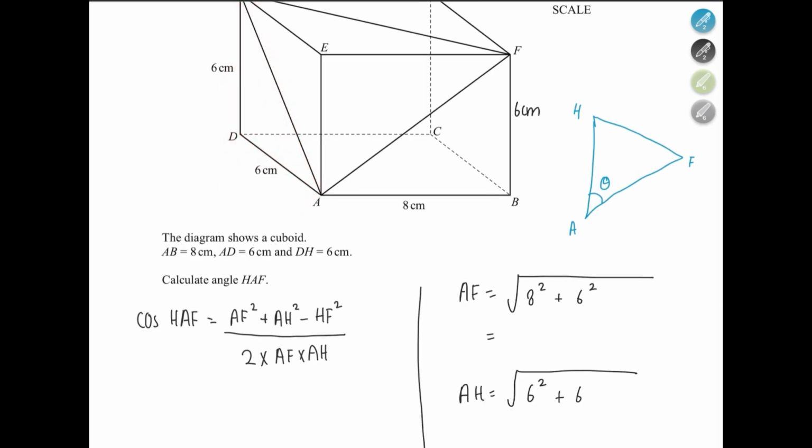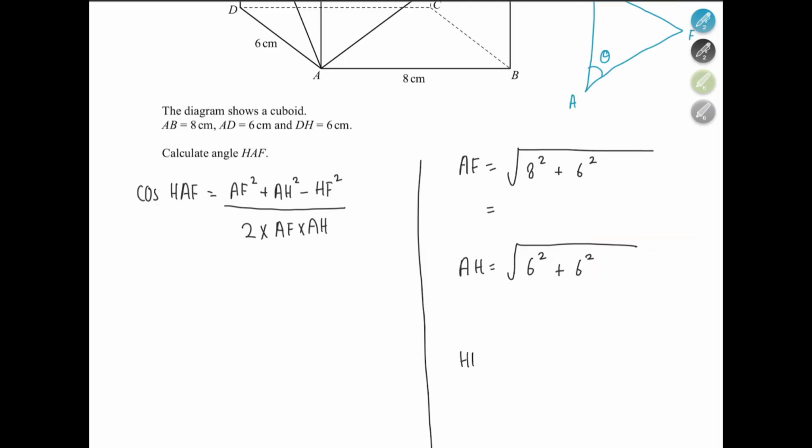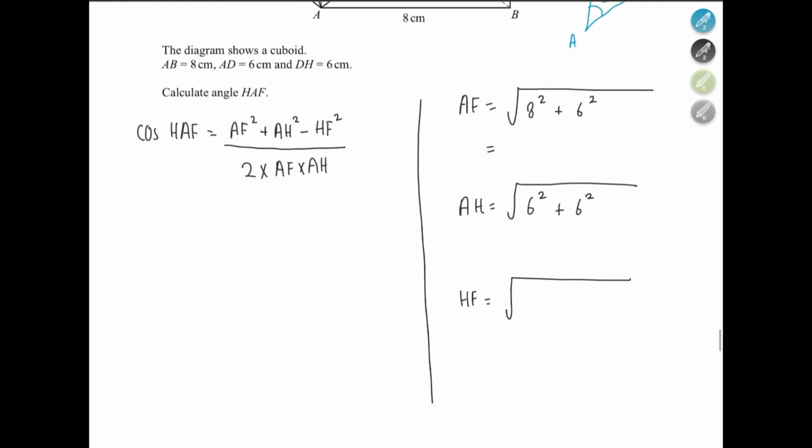plus 6 square. Now finally we need to find this one, HF, but we need to know these two values. So this AB is 8, therefore this EF is going to be 8 as well, so I'll write 8 centimeter. What about HE? It is going to be the same as DA, so I'll write 6 centimeter here. Now this is a right angle triangle here, so using Pythagoras theorem we can find HF. HF equals square root of 8 square plus 6 square.